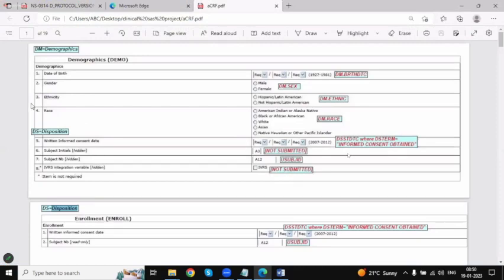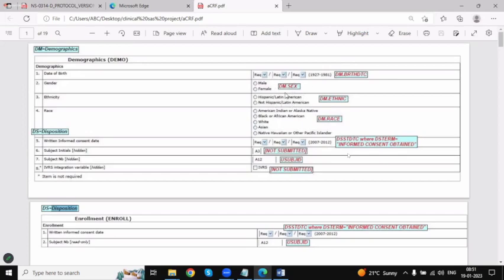So this is your annotated CRF. It looks like this. Annotated CRF is nothing but, in a CRF, each piece of information has to go to which domain and which variable, and we annotate it like this. For example, in the CRF, demographic information has date of birth. Date of birth has to go to which domain? It has to go to the DM domain. In the DM domain, there is a variable called BRTHDTC. It has to go to this variable. For example, gender information: which domain, which variable? In the DM domain, the SEX variable.